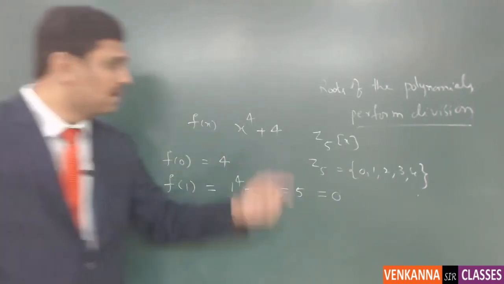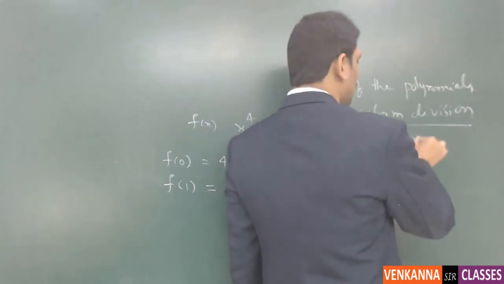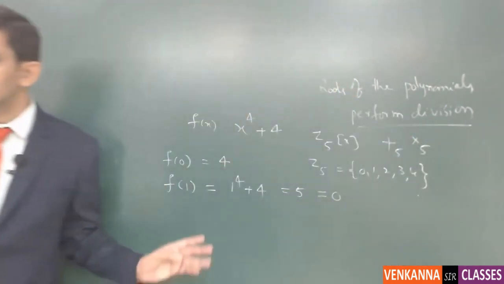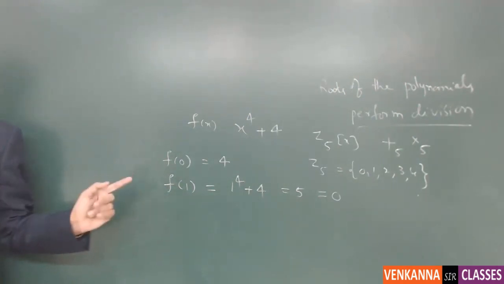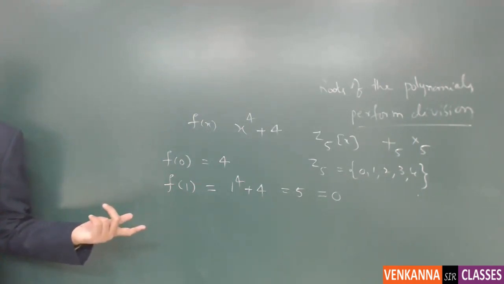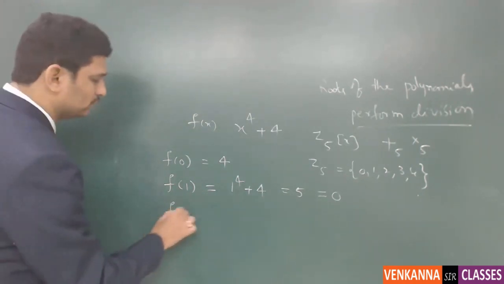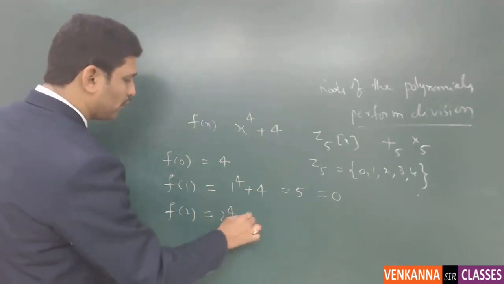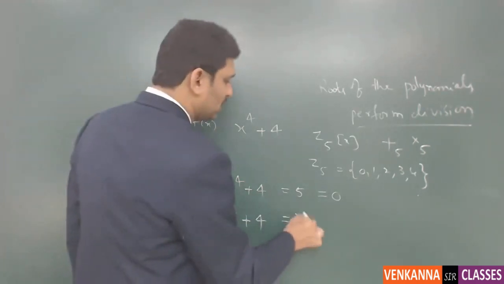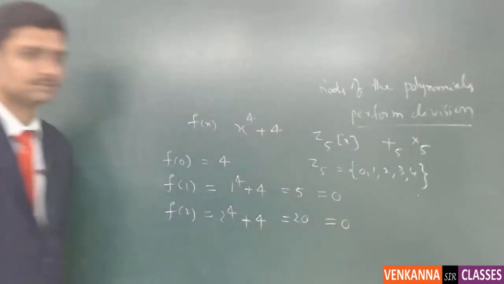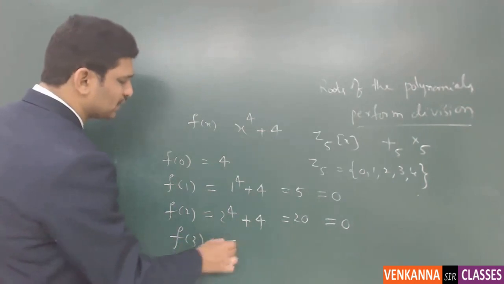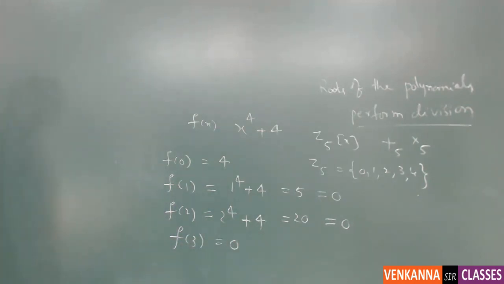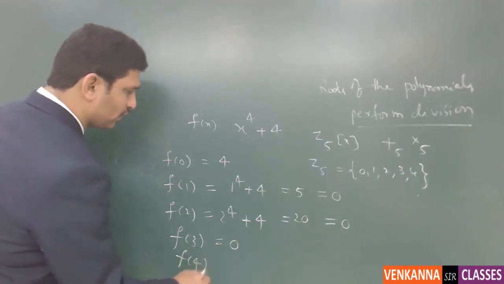Why? Because on Z5, the operations are addition modulo 5 and multiplication modulo 5. So whenever a number is equal to 5 or exceeds 5, you have to divide by 5 and take the remainder as the output. And if you consider f of 2, it is 2 power 4 plus 4 equal to 20. So under modulo 5, this is 0. Similarly, you can find the other roots. 3 is also a root because f of 3 is equal to 0 under the operation. And 4 is also a root because f of 4 equal to 0 here.